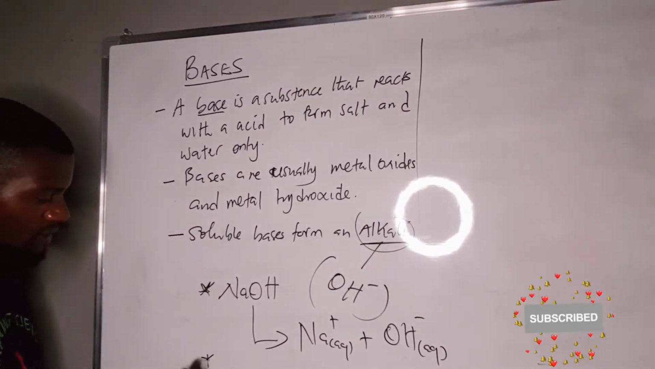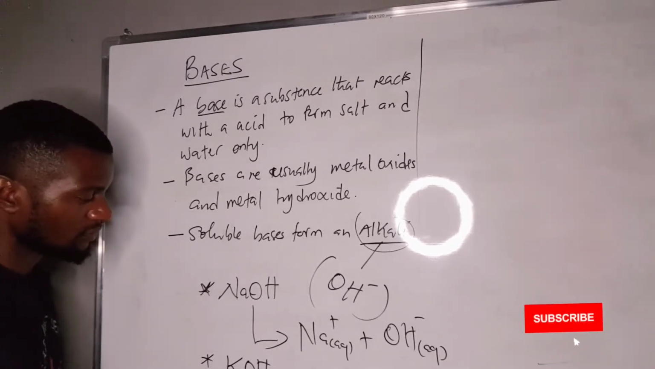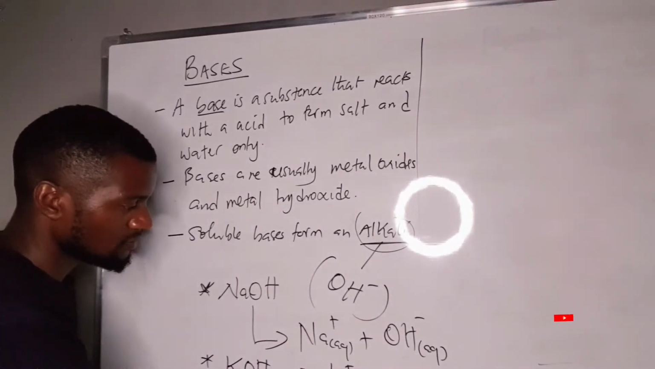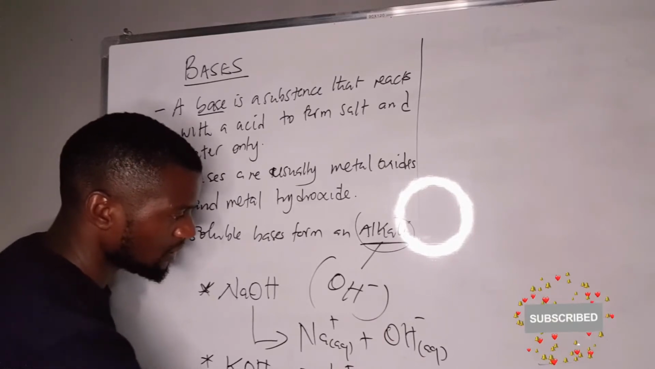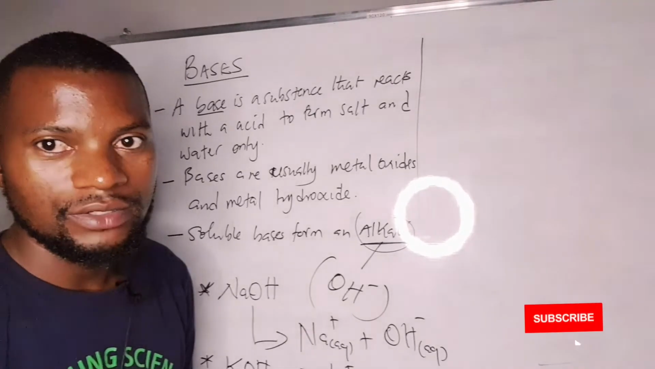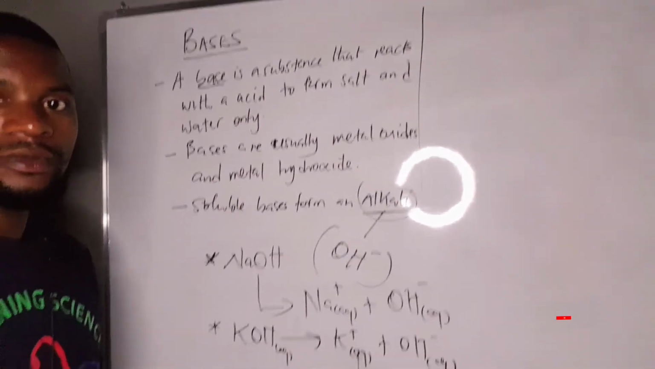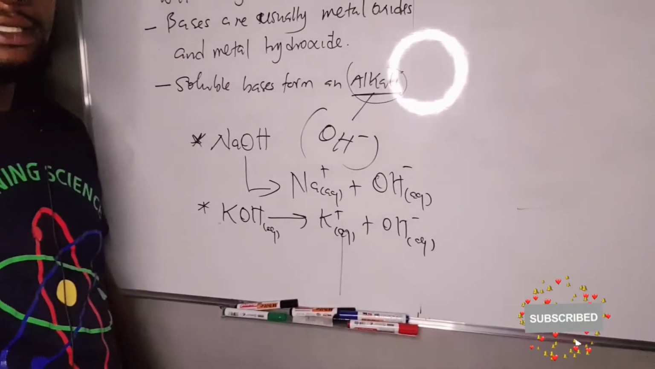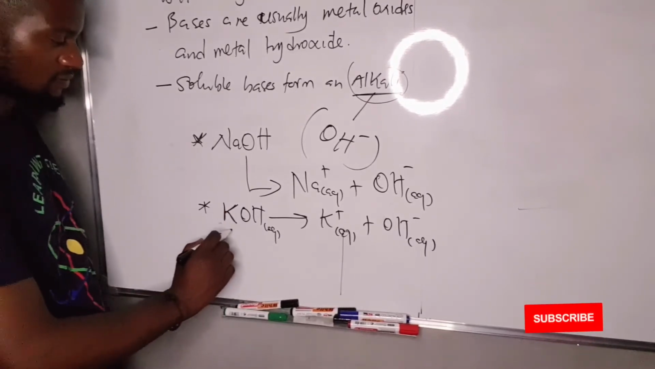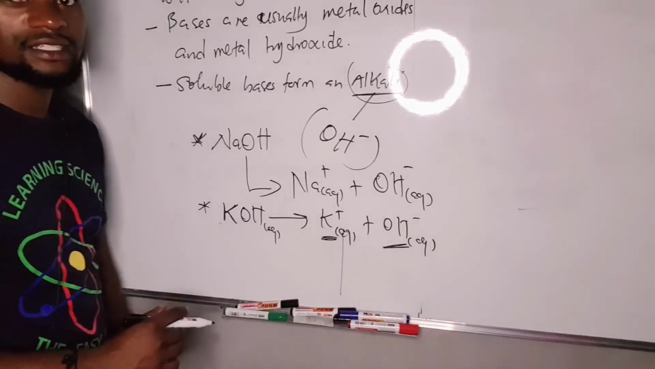Another example is potassium hydroxide. When potassium hydroxide dissolves in water, you are going to have the potassium ions and the hydroxide ions. So potassium hydroxide is another example of an alkali.